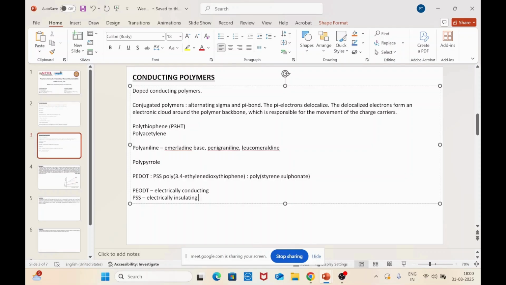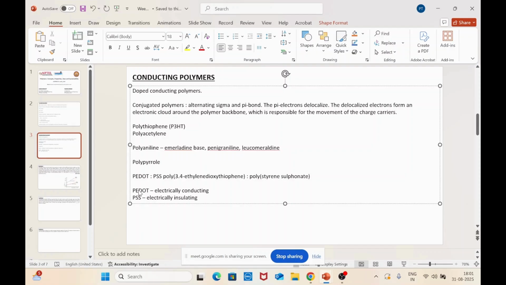So since this PSS is electrically insulating in nature, it has to be removed. So people often use different kinds of solvent to remove the PSS layer, and that removal of the PSS layer helps in improving the electrical conductivity of the material, PEDOT:PSS. So usually upon adding the solvent, what happens is the PEDOT undergoes conformational changes from a coiled state to an expanded coil state, or to more straight-like chains.